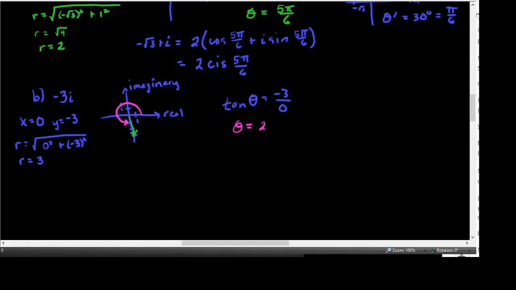This is 270 degrees. And so our answer to the question is negative 3i in rectangular form is the same thing as 3 cis 270 degrees. Or you could write it out in the long form. Okay, either way.